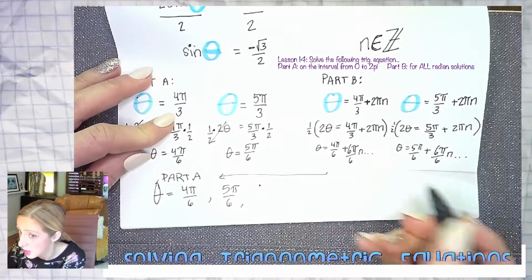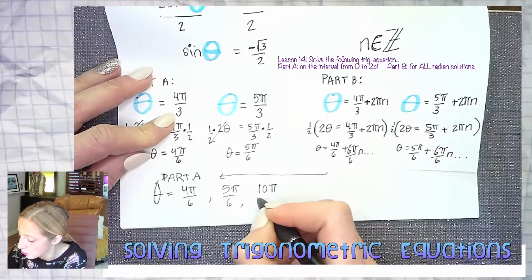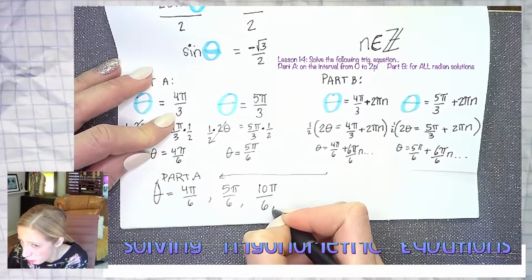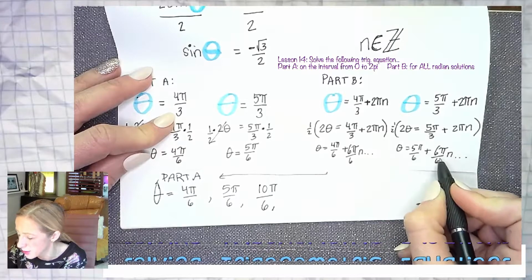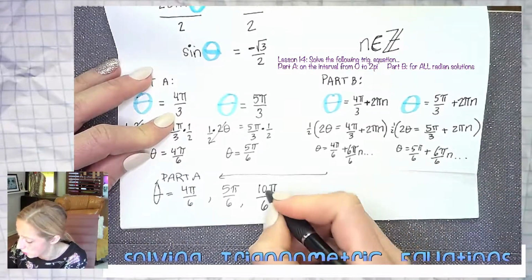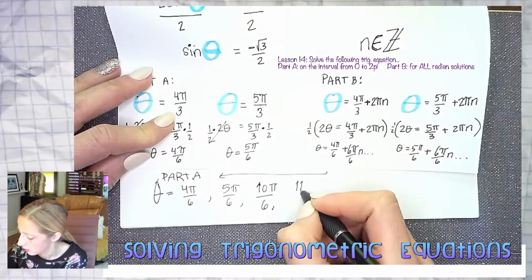4 plus 6, so we get 10 pi over 6. Thank you. And that is less than 2 pi because 2 pi would be 12 pi over 6. What about if I added those? 5 pi over 6 plus 6 pi over 6. What would I get? And would it be less than 2 pi? 11 pi over 6, which is less than 2 pi.